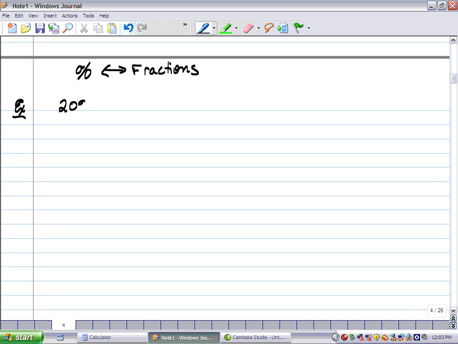So if I have 20%, that's simply 20 over 100. You can reduce the fraction. 20 goes into 20 one time, and 20 goes into 100 5 times. You may have a calculator that reduces fractions for you. In that case, you could actually put the 20 divided by 100 into your calculator and convert that to a fraction.